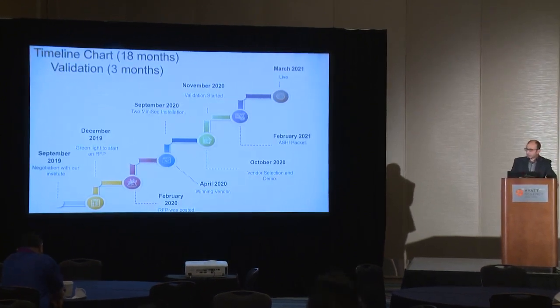So this is just the timeline of when we started to implement the NGS. It took us 18 months from start to finish, but the actual validation only took 3 months. So if there is a new lab thinking of implementing NGS, and they want to implement it in the next 2 years, this is the time when you have to start the negotiation with your institute.